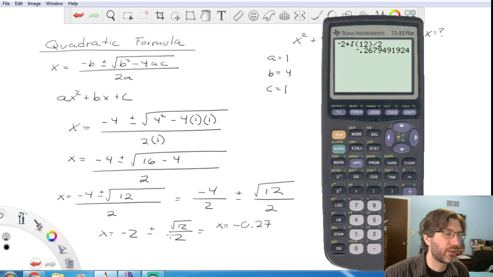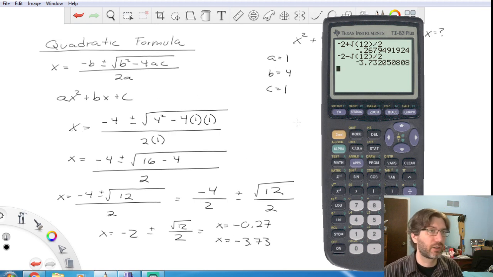And then you also have the negative version of this. So I'm going to solve that, and you can just bring that up again. Go ahead and change that to minus, and we're going to get -3.73. And that was doing it with the quadratic formula.